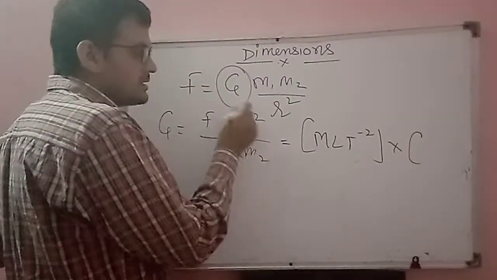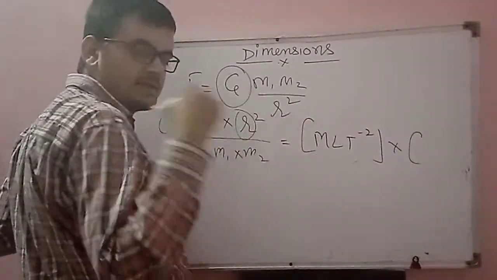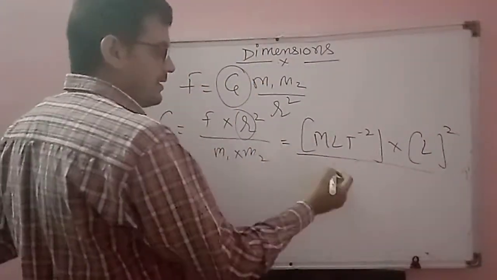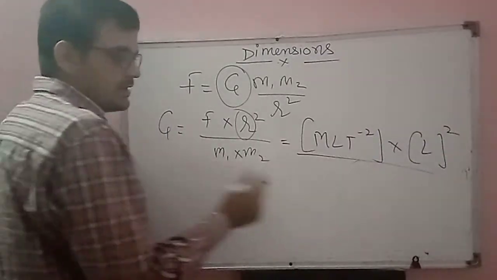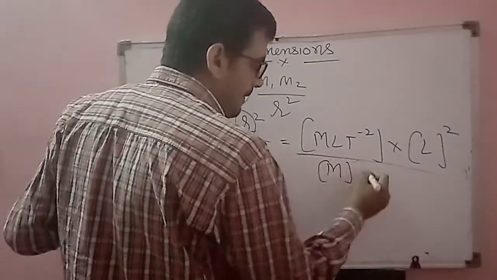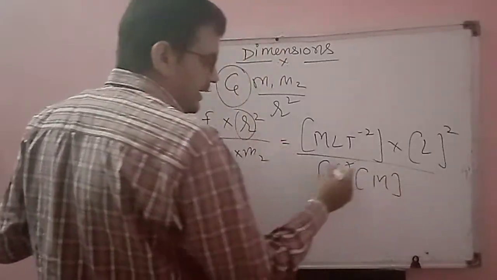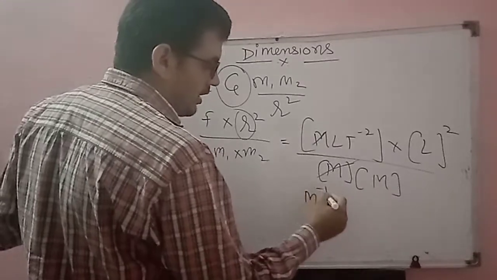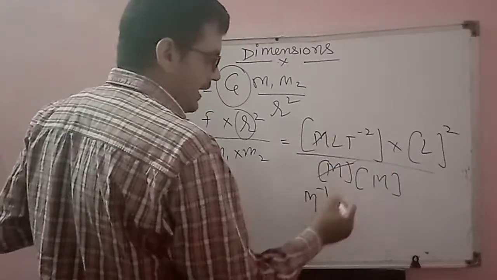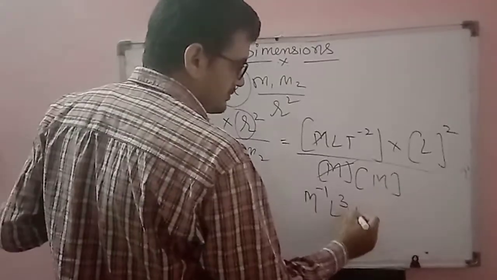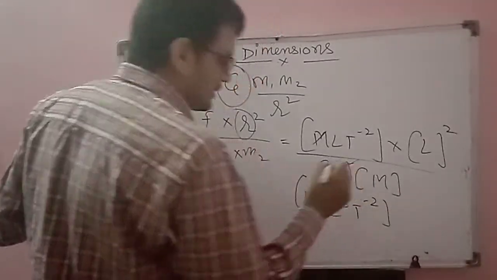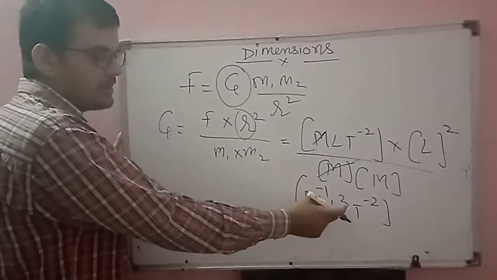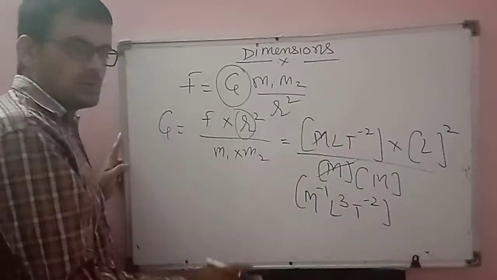Dimension of r means distance. Dimension of length, then this distance means length, L square. m1 means m is mass. Dimension of mass is M. So we can cut this M by this. So by solving this, when it goes up, M power minus 1, L power 3, T power minus 2. So the dimension of gravitational constant is M power minus 1, L power 3, T power minus 2.